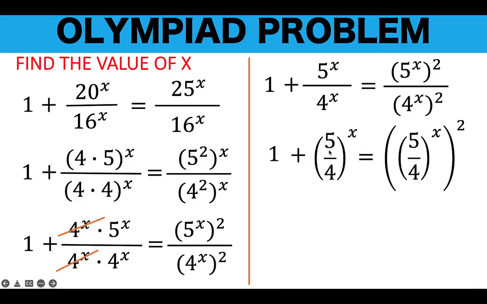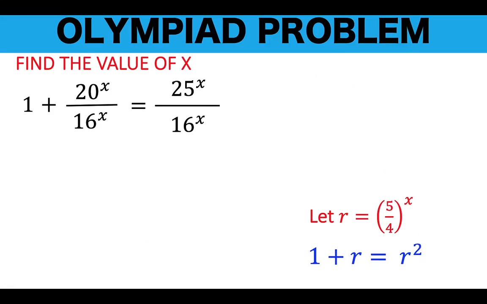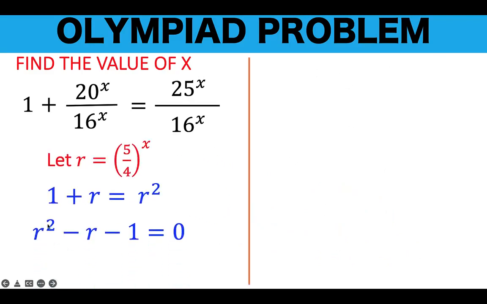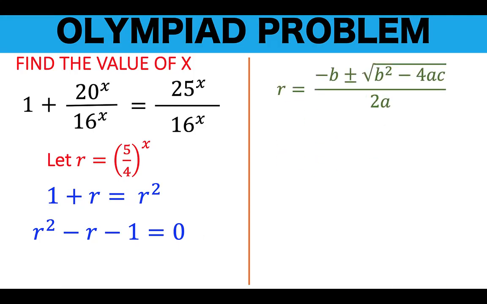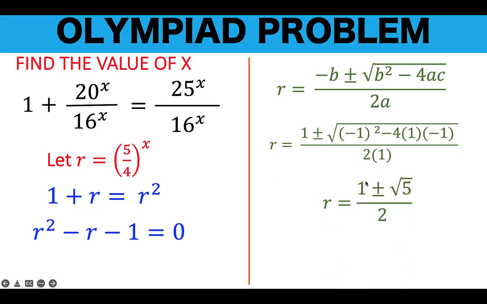Now, let the quantity 5 over 4 raised to x be equal to a certain variable r, then this right side would be equal to r squared. And so this equation now can be written as, we copy the 1, we let this term be equal to r, then the right side becomes r squared, because this is our r, which is our term inside, all raised to the second power. Now this last equation is a quadratic equation. So solving this quadratic equation for r, we'll write this first in standard quadratic form, where the right side is equal to 0. And applying now the quadratic formula, we found that r is equal to 1 plus or minus the square root of 5 over 2. That's for the value of r.